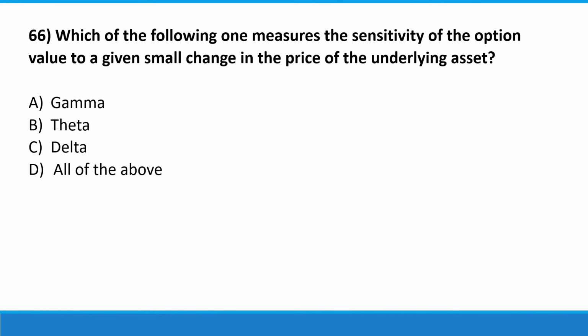Which of the following one measures the sensitivity of the option value to a given small change in the price of the underlying asset? Option A, gamma. Option B, theta. Option C, delta. And option D, all of the above. The correct answer is option C, delta.